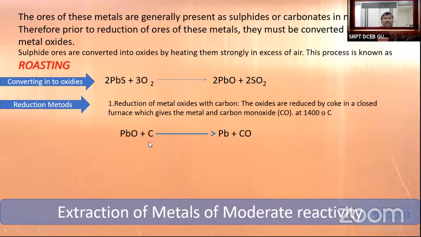That is why coke or carbon monoxide are taken as reducing agents. That means it takes out the oxygen from the compound. This is the reaction of the metal oxides with carbon. We make use of coke in a closed furnace. These reactions are done in furnaces because a huge amount of heat is required. In normal conditions, we cannot get such a huge amount of heat.